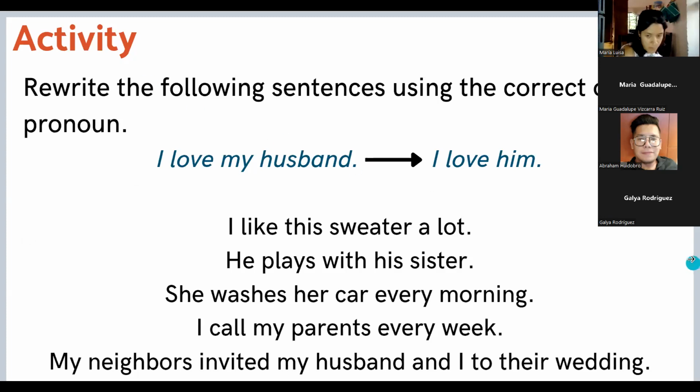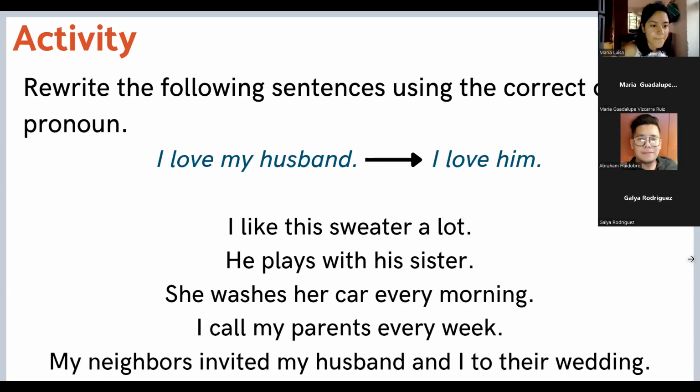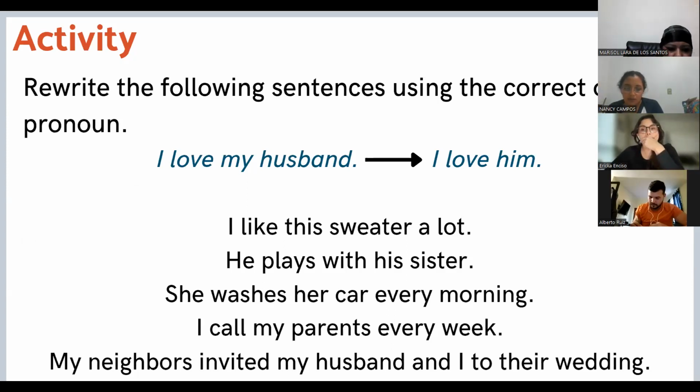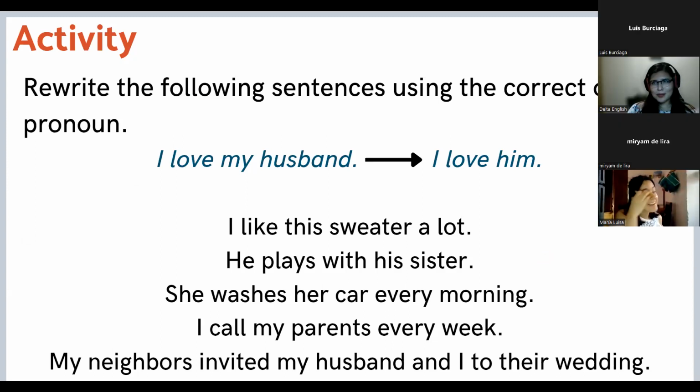Excellent. Alrighty. Maria Luisa, Galia, Olivia, Miriam, how are we doing? Luis, Alberto, ready or not yet? Nancy, Marisol? Ready? One minute, no problem. One more minute.